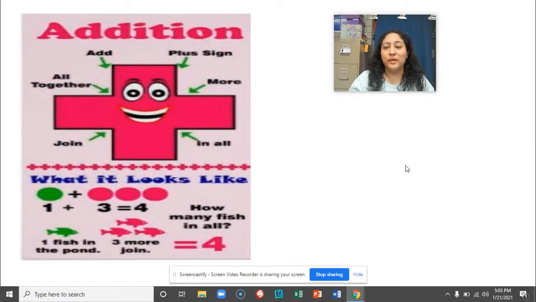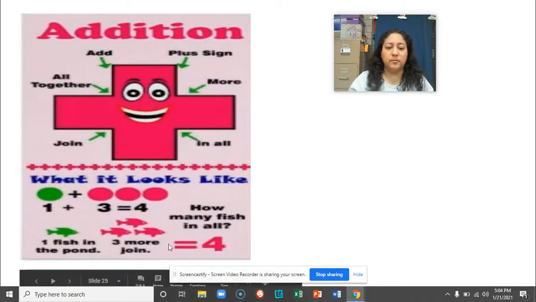Remember, all of this week we're learning about addition. So let's review our anchor chart real quick before we do any activities. Remember the name of this sign? This sign is called the plus sign. And down here we have an addition sentence, and the way you read it is 1 plus 3 equals 4. Remember, the name of this symbol is equals.